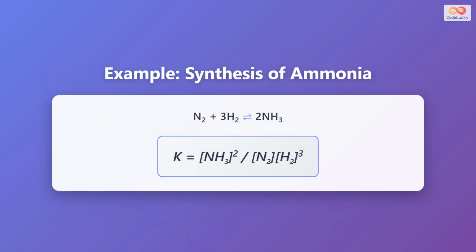Let's apply this to a real example, the synthesis of ammonia. In this reaction, 1 molecule of nitrogen gas reacts with 3 molecules of hydrogen gas to form 2 molecules of ammonia. To write the K expression, we put the product ammonia in the numerator, raised to the power of 2 because its coefficient is 2. In the denominator, we place nitrogen with no exponent since its coefficient is 1, and hydrogen raised to the power of 3 because its coefficient is 3. This example demonstrates how stoichiometric coefficients directly translate into exponents in the K expression.